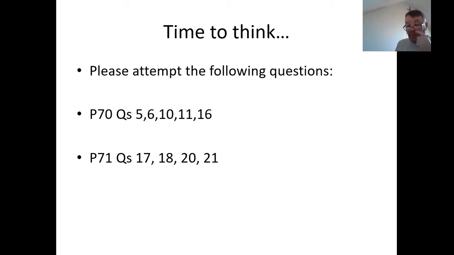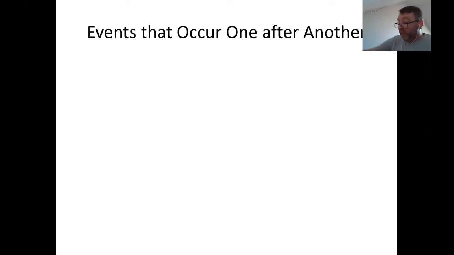Okay, so we'll move on. Hopefully those questions were doable. And again, conditional probability is a lovely thing to be able to use because it reduces your sample space and also because there's a nice formula behind it. So I want to move a little bit more forward now and take a look at probability again when 2 events are happening, but one after the other.